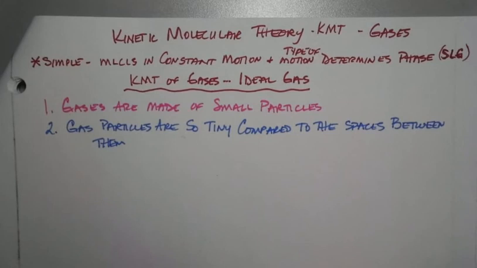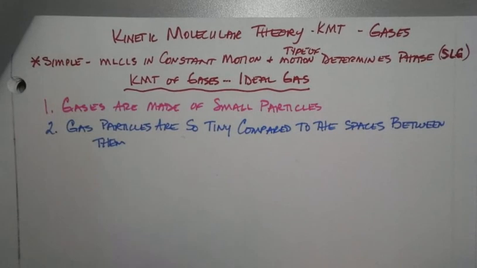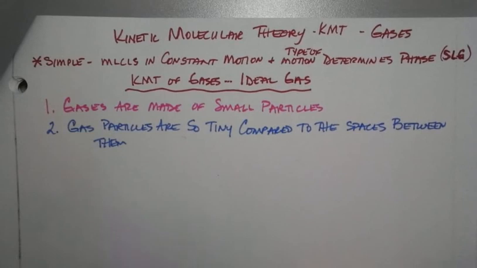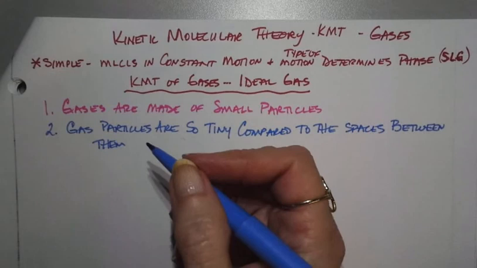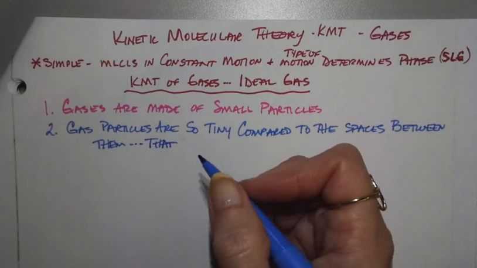That's what they're saying. The spaces between the gas particles are massive compared to how tiny the particles are. Because the particles are so tiny, we can ignore the volume of the individual particles. It's kind of like when we have the atom and we talk about the mass of the electron, don't we just ignore that? It's so incredibly tiny that it's insignificant. Let's just ignore it and be done with things. So gas particles are so tiny compared to the spaces between them that we can consider the volume of a gas particle to be negligible.